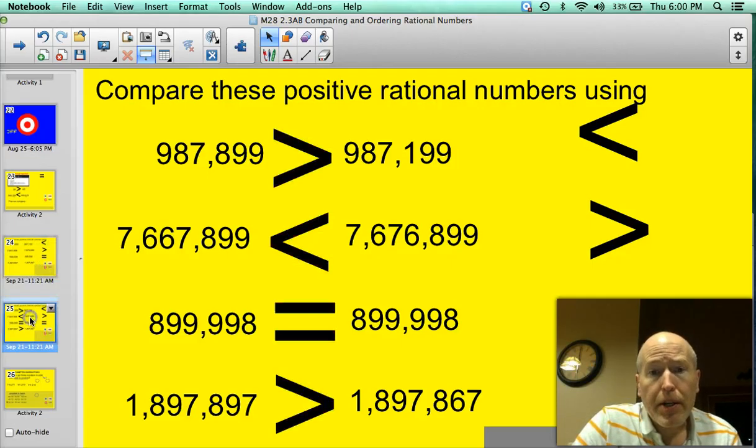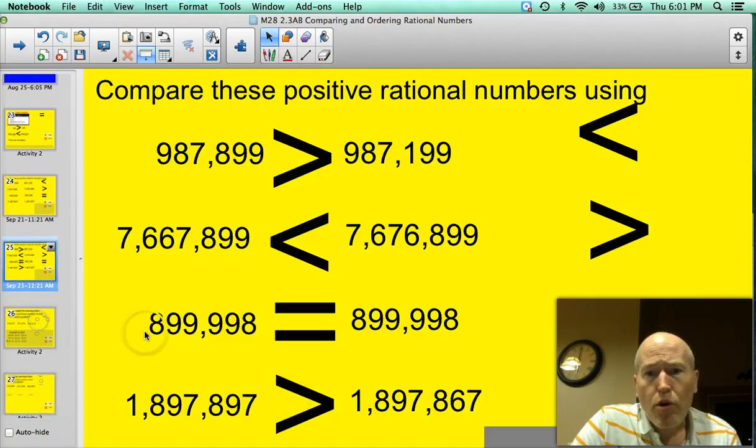All right, let's see how you did. Check it out, see if your answers match mine. Make sure you know what to call these symbols. Greater than, less than, equals, and greater than. All right, let's move on and let's order some rational numbers.